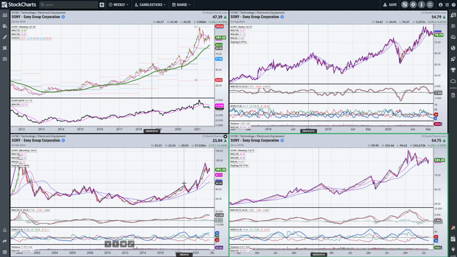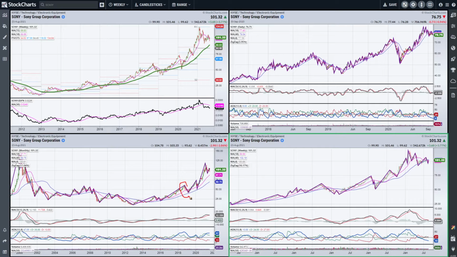And if we notice, what I want to zero in on are this pullback here and this pullback here. And that really is this pullback on this time frame right here, and that is this on this time frame.